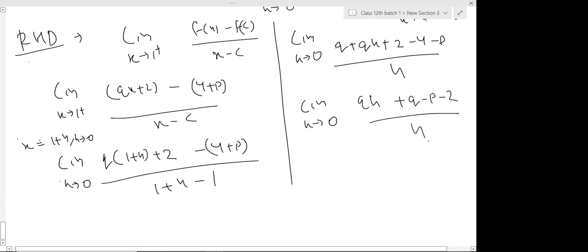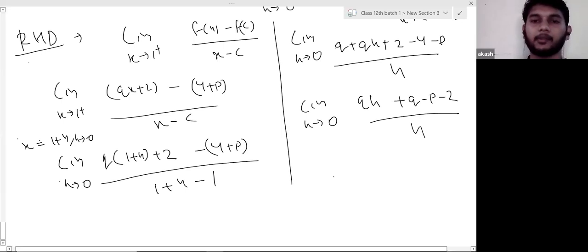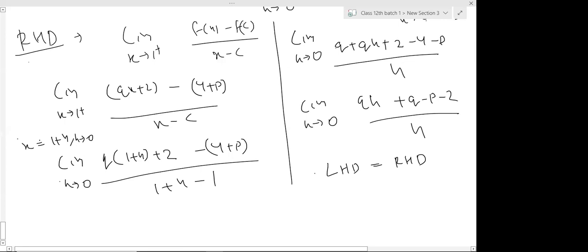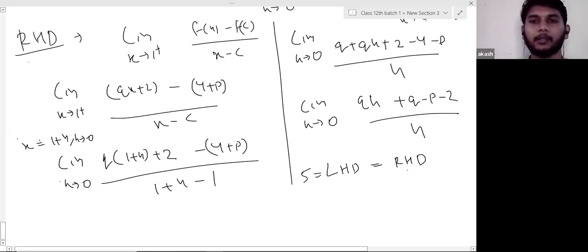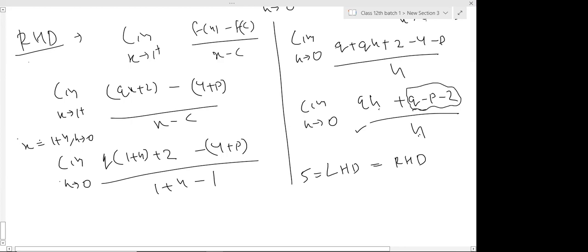Yes, sir. Now you have to think about something. Because they have told you this is differentiable at x equals 1, then we can say LHD must be equal to RHD, right? Yes. And this LHD we have already found to be 5. So that means this limit is calculable. We can calculate this limit. So if this limit is calculable, then h and h must be cancelling out. So this is a constant. So this constant must be 0.